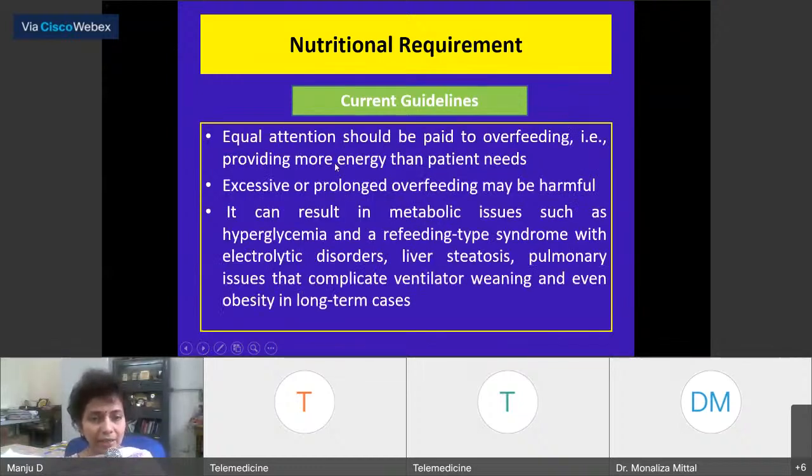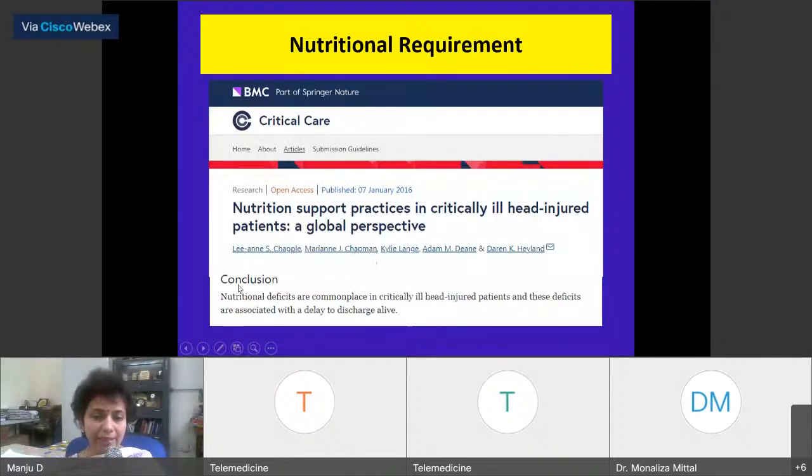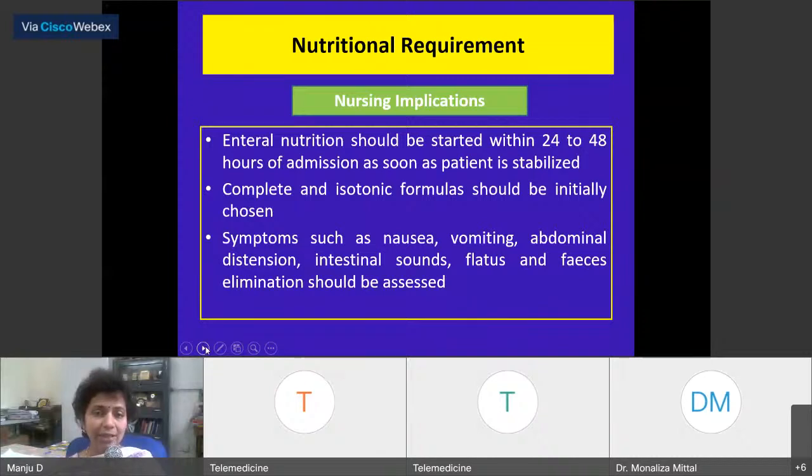Current guidelines also say that equal attention should be paid to overfeeding. We should avoid overfeeding because that can also result in complications such as hyperglycemia, obesity, refeeding syndrome, fluid and electrolyte abnormality, etc. So we know from many studies that these patients have nutritional deficits and requirements.